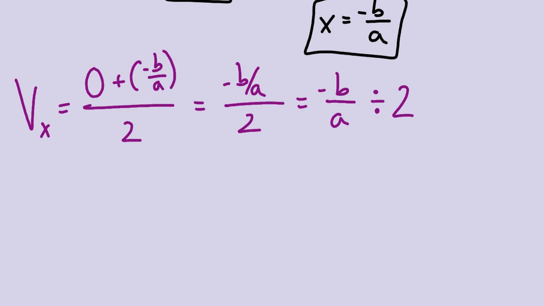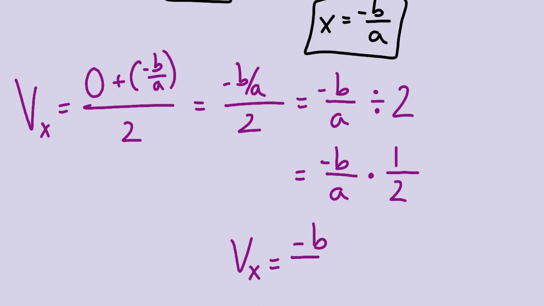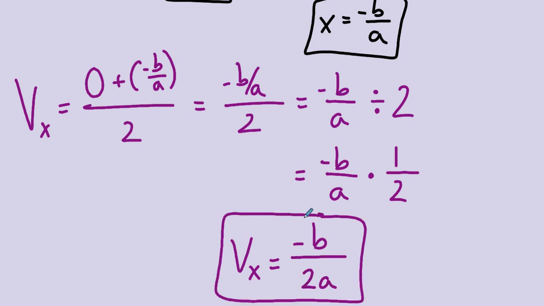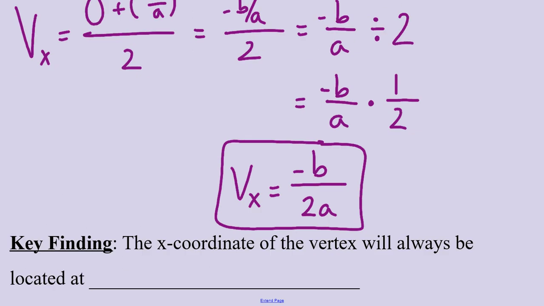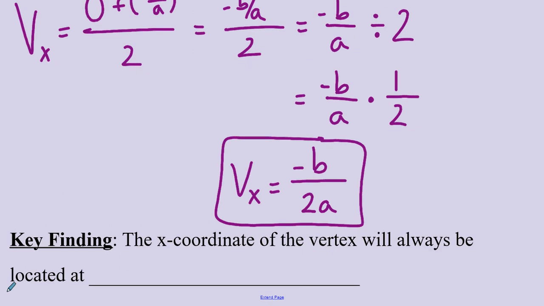If I have division with fractions, I can always make it a multiplication question. Dividing by 2 is the same as multiplying by a half. I multiply by the reciprocal. And then how do I multiply fractions? I multiply straight across. So it turns out that the vertex's x-coordinate, when I multiply straight across, will always be located at -b divided by 2a. And that's an incredible finding. That's a big time shortcut. The x-coordinate for the vertex will always be located at -b over 2a.